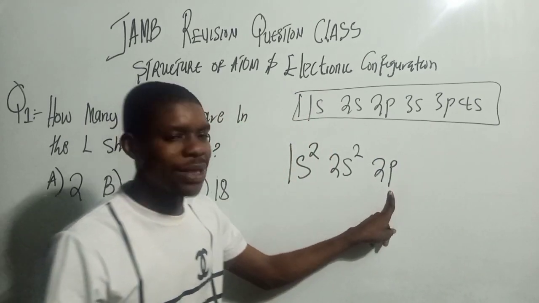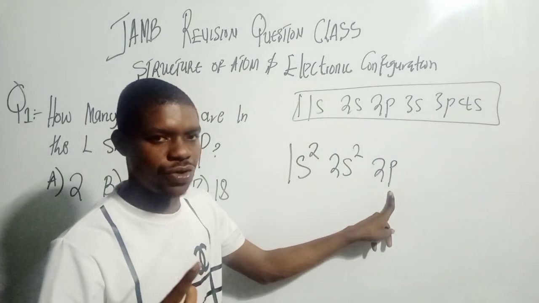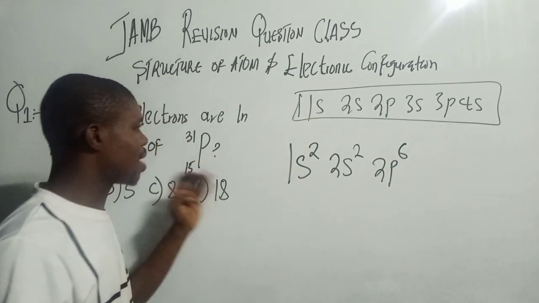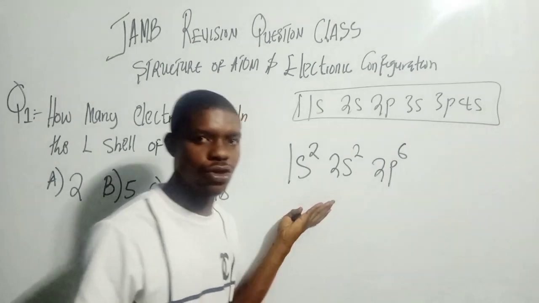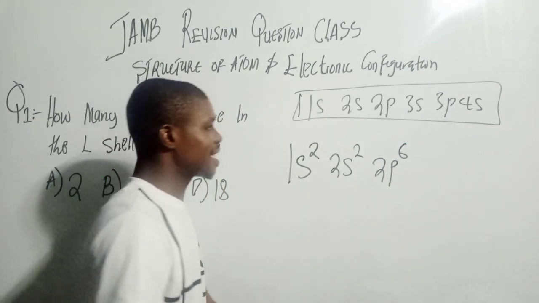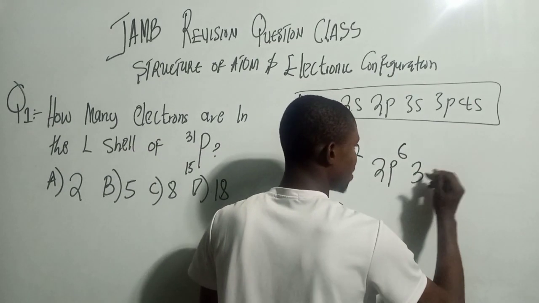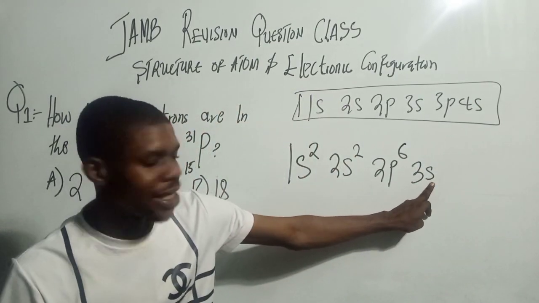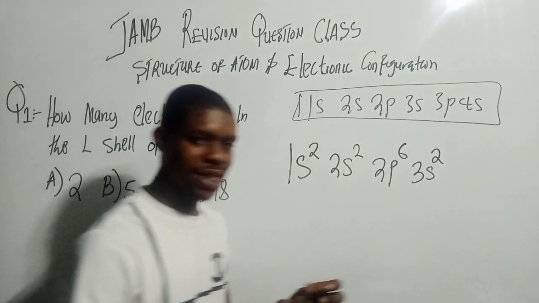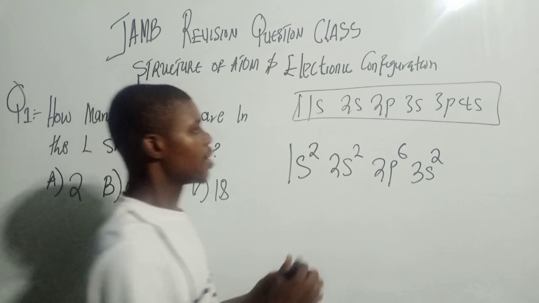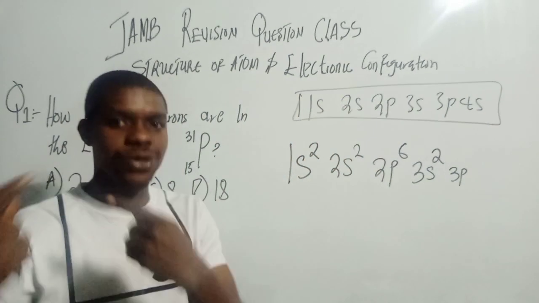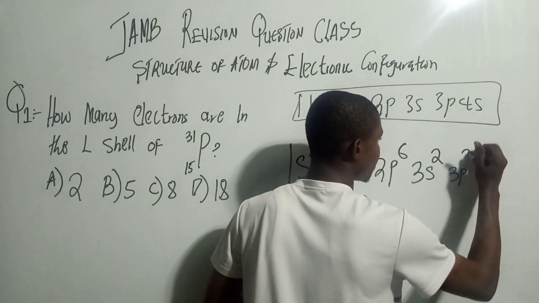Let's continue here. Here we have 2p. Remember, p can accommodate how many electrons? 6 electrons. Do you get that? So if I put 6 here, it means that out of the 15 electrons, I've used 10 electrons already. Do you understand? Left how many? 5. Next thing is 3s. s can accommodate how many electrons? 2 electrons. So I'm going to put 2 here. The next one is 3p. Now, the number of electrons left is 3. So the 3 will just go to this other point here.